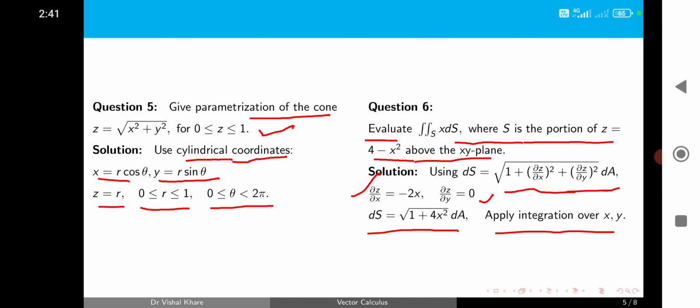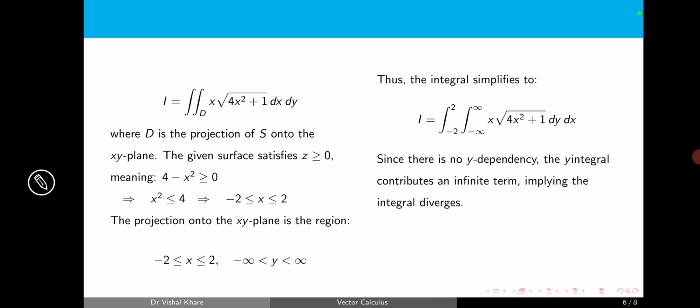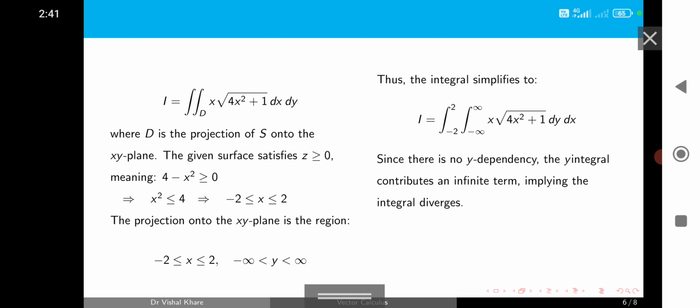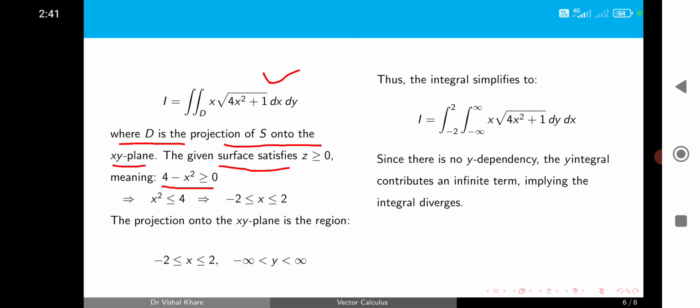So applying integration over x and y, I is equal to the double integration of x root 4x square plus 1 dx dy, where D is the projection of S on the xy plane. The given surface satisfies z greater than or equal to 0, meaning the value of z, which is 4 minus x square, is greater than or equal to 0. From here we can find the range of x. So x lies between minus 2 and 2.